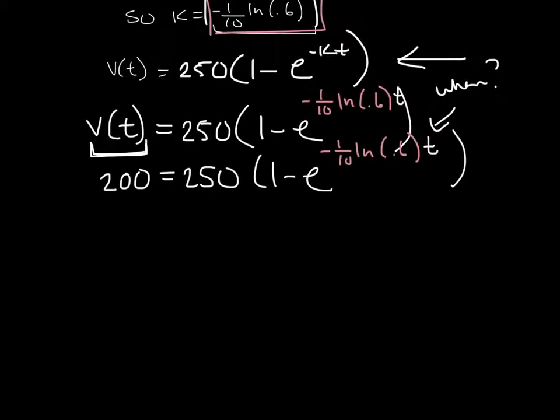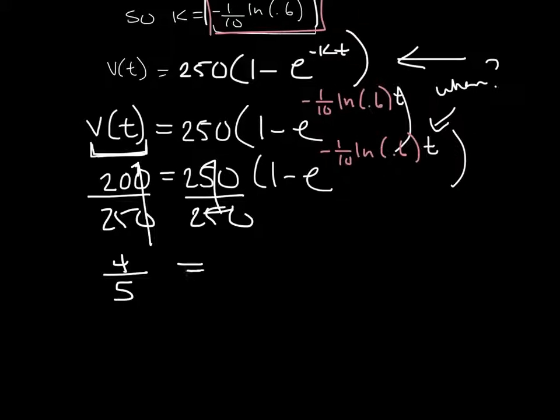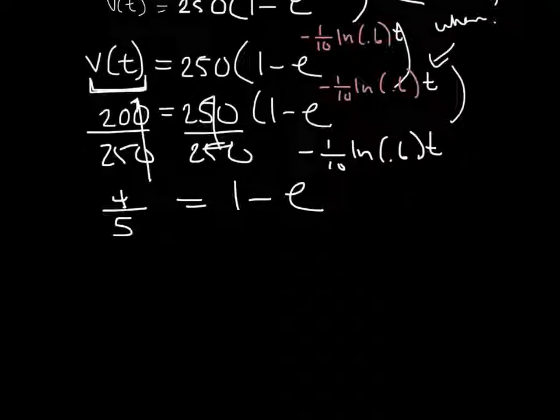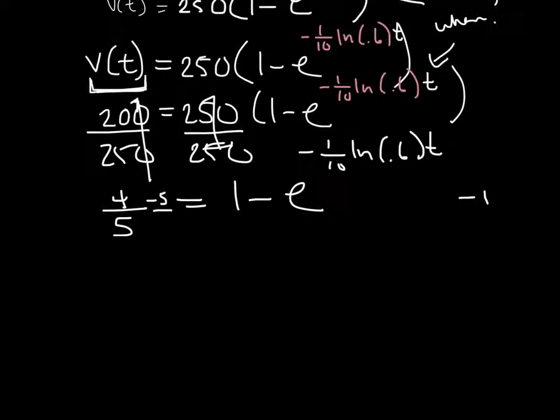Notice because I factored that 250 out, I can do this. All right, that's a big one. Well, those are going to cancel anyway. 200 over 250 is 4/5, or 80%. And then we're left with this guy, 0.6. Well, we can write t. Now we can just do some more algebra here. So our goal is to solve for t. I can subtract 1 from both sides. If I subtract 1 here, I'm really subtracting 5/5. So this guy's really negative 1/5. And I'm left with negative e to the negative 1/10 ln 0.6 t.